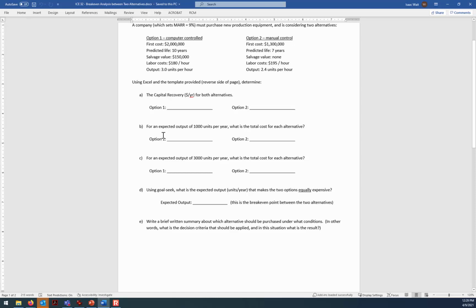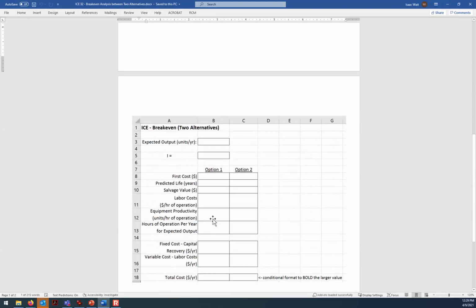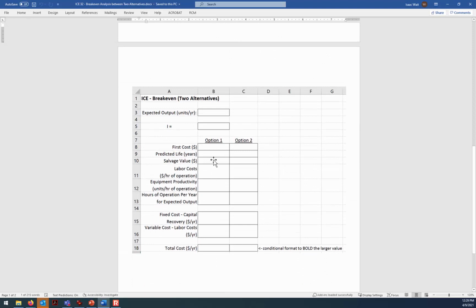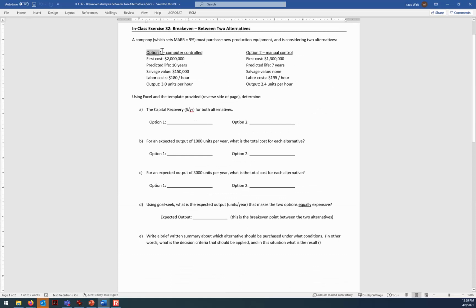Part B, you'll see that it says, what if it's 1,000 units per year? Then how much are you going to spend for each alternative? If you want to make 1,000 units, what you're going to have to calculate is how many hours that takes. It's not going to take the same amount of hours. Since option 1 is faster, it's going to be a certain number of hours with the computer-controlled equipment, but it's going to take a greater number of hours with the manual control equipment.